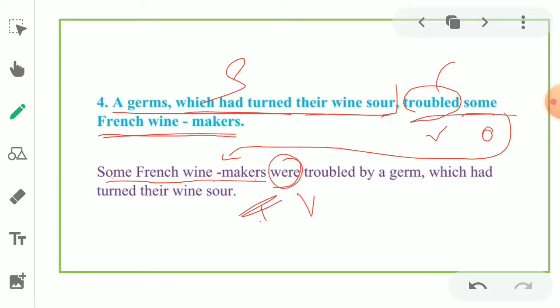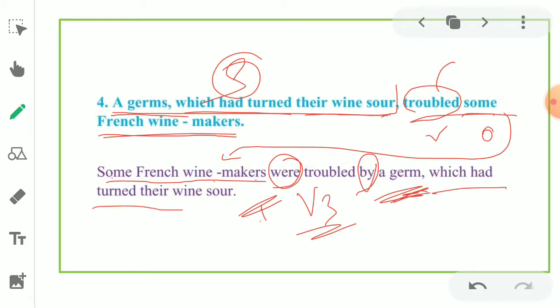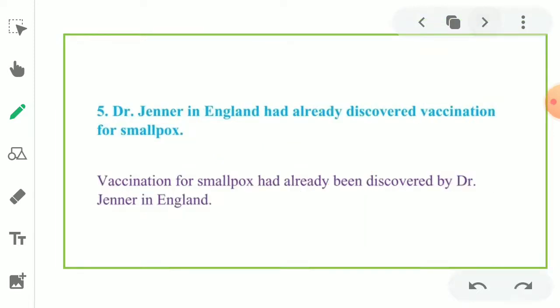Then the V3 form of trouble is troubled, then the preposition by, then a germ, continuation. Germ, I mean the subject: germ which had turned their wine sour. Put a full stop. Then: Dr. Jenner in England had already discovered vaccination for smallpox.